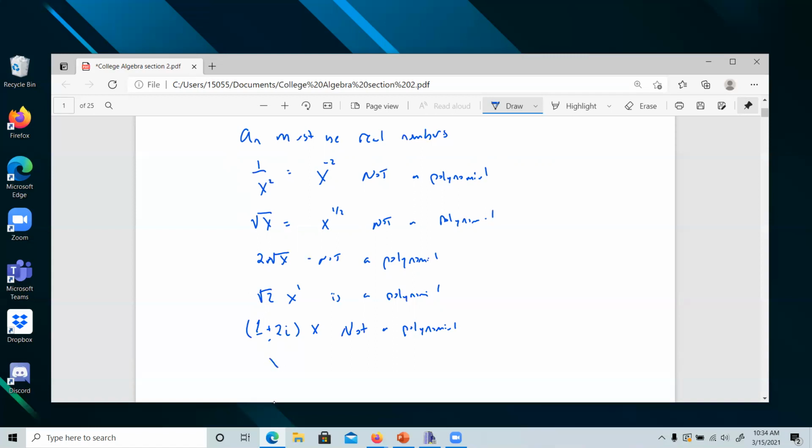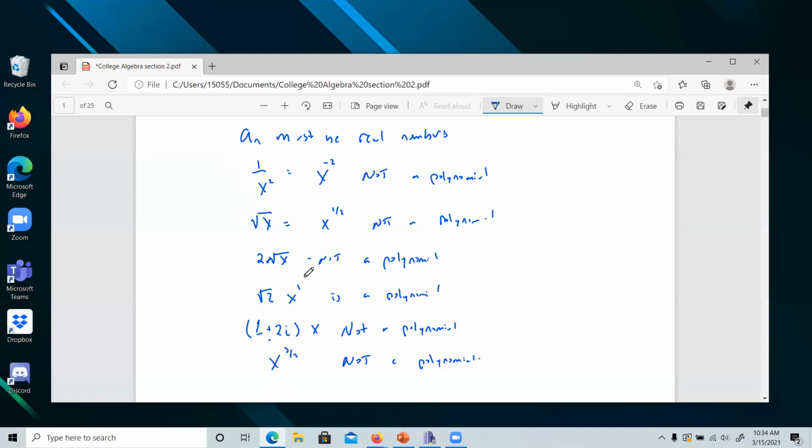Let's see, x to the 3/2. Not a polynomial. 3/2 is not an integer. It's not a whole number. It's not 0, 1, 2, 3, dot dot dot. It's 3/2, so not a polynomial. So we've talked about what is and what is not a polynomial for a while.